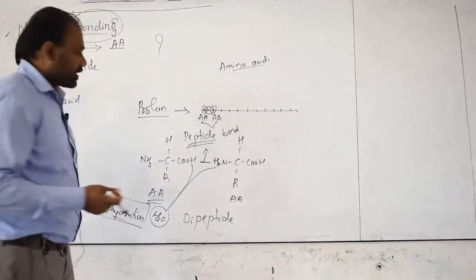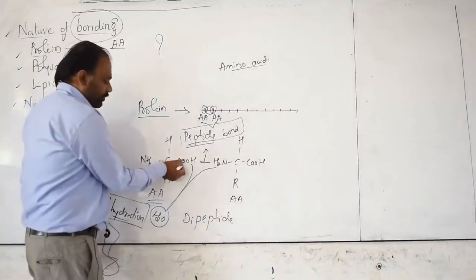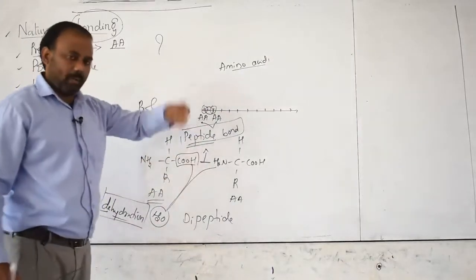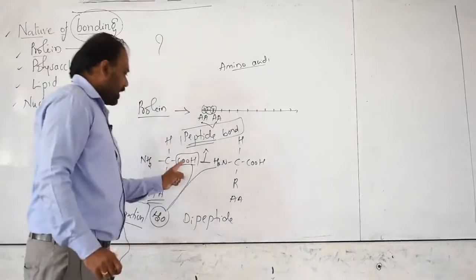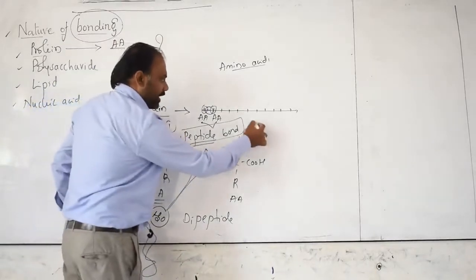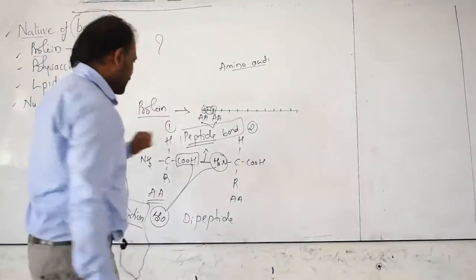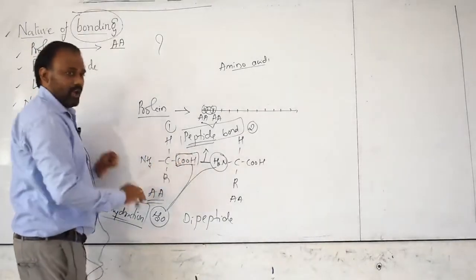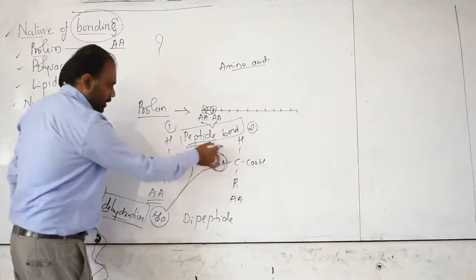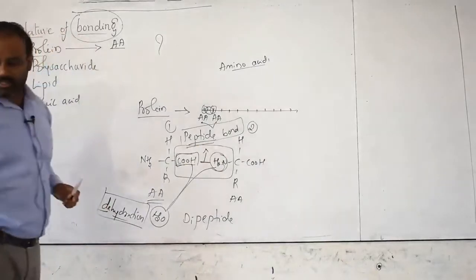Most important to understand is how this peptide bond is formed between two amino acids: the carboxyl group of the first amino acid and the amino group of the second amino acid. This is how we need to remember it. See how the bonding is formed here, the carboxyl group of one amino acid with the amino group of the second amino acid. This is the bond formation in the case of protein.